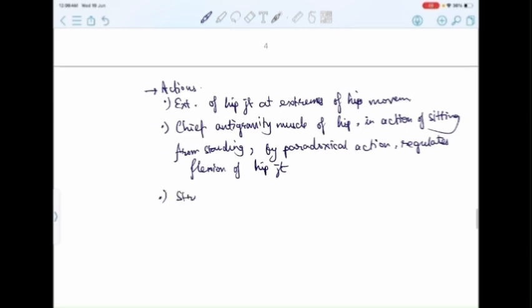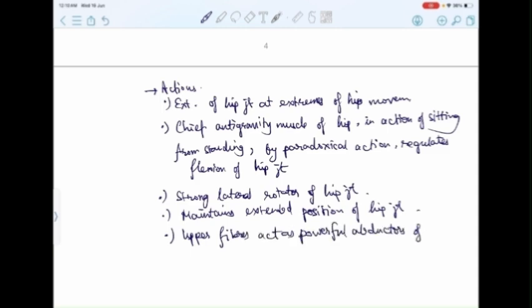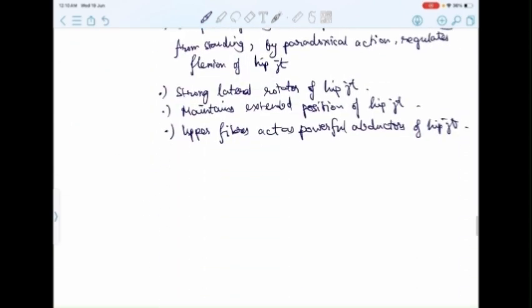Moving to other points: strong lateral rotator of hip joint, maintains extended position of hip joint, and fibers act as powerful abductors of hip joint. Yes, so this is all about the gluteus maximus muscle. There is a bit of clinical anatomy about the injection, which we will cover later on.